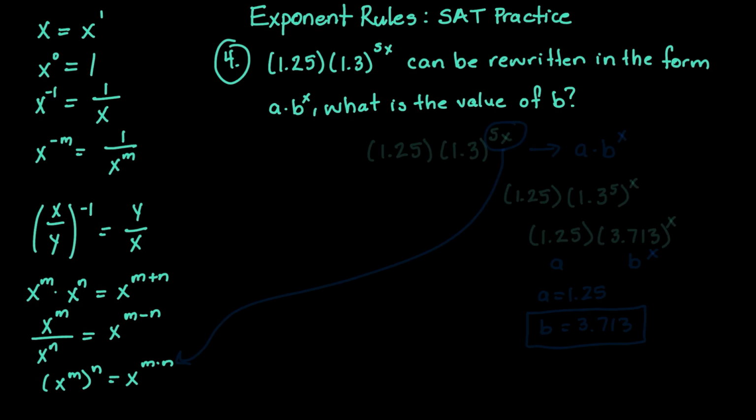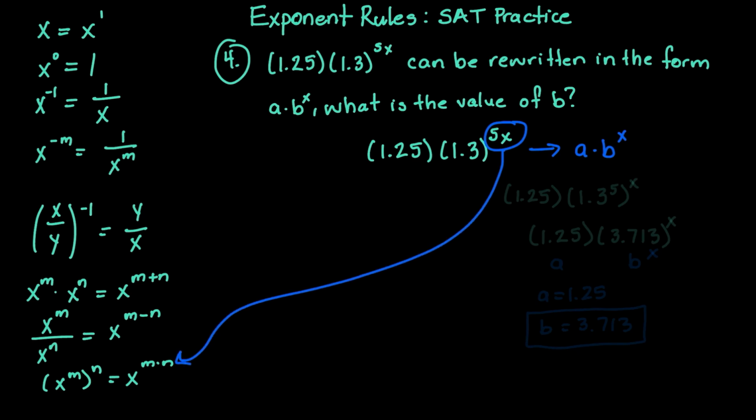Example 4, we have 1.25 times 1.3 to the 5x can be rewritten in the form a times b to the x. What is the value of b? Okay, so we'll start with the form we're currently in. And we know we need to rewrite as a times b to the x. Again, the 5x is the issue because the only thing in the exponent should be x. So again, this is still our power to a power rule.